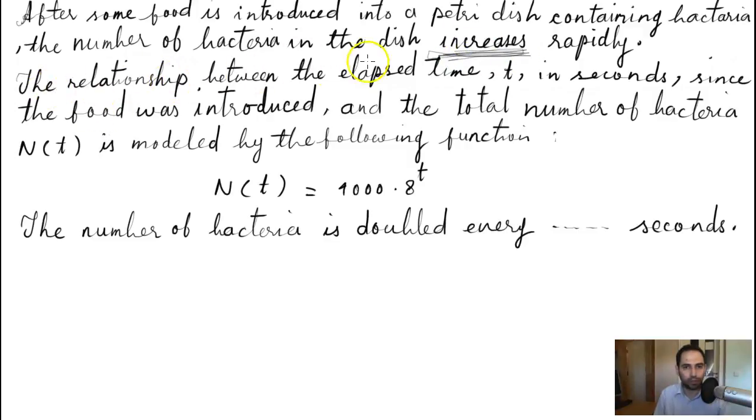So the relationship between the elapsed time t in seconds, so t is in seconds, since the food was introduced and the total number of bacteria, n of t is the total number of bacteria, is multiplied by the following function. So n of t is equal to 1000 times 8 raised to the power t.